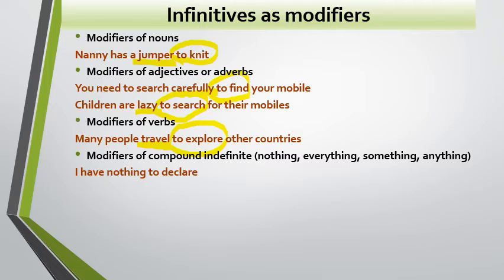And the next case is modifiers of compound indefinites. Compound indefinites are words like nothing, everything, something, and sometimes they are followed by an infinitive. I have nothing to declare. Nothing is the compound indefinite. Sorry, I keep saying infinitive because this subject is about infinitives. Okay, I have nothing to declare.